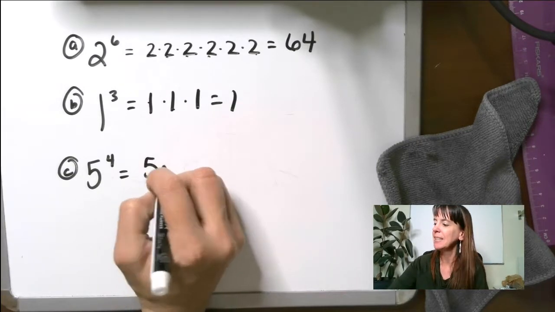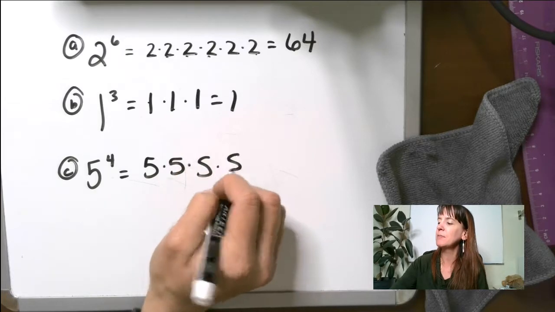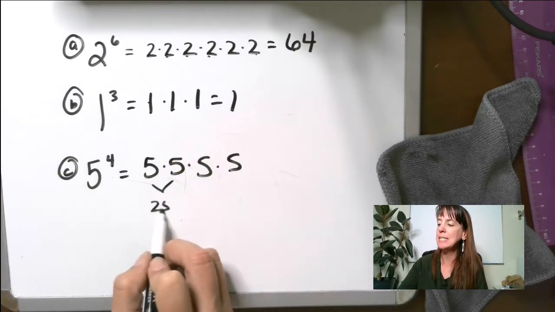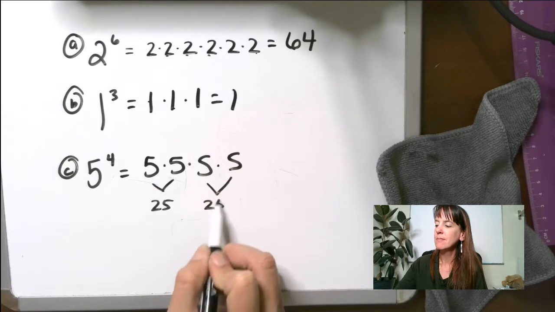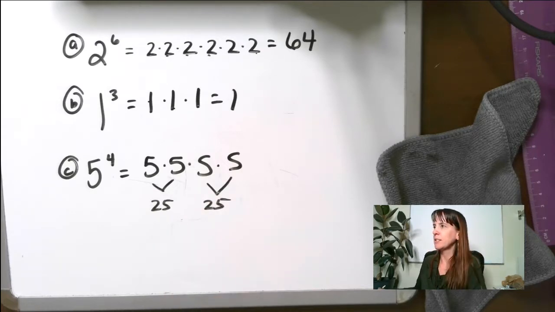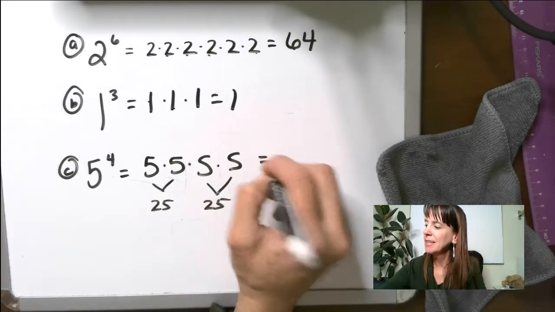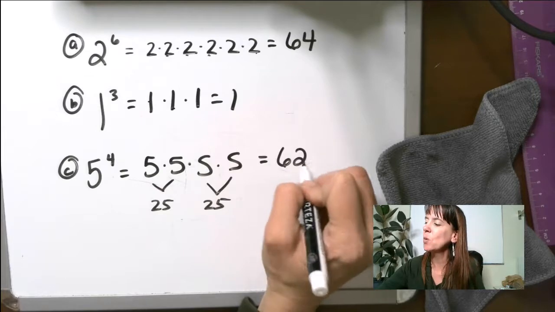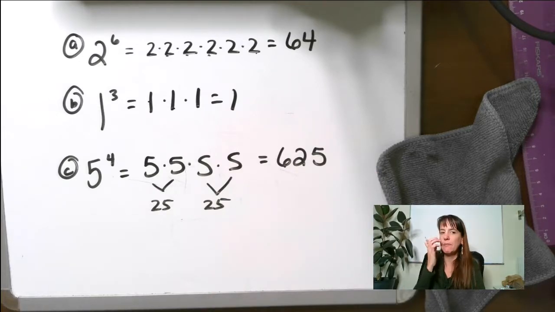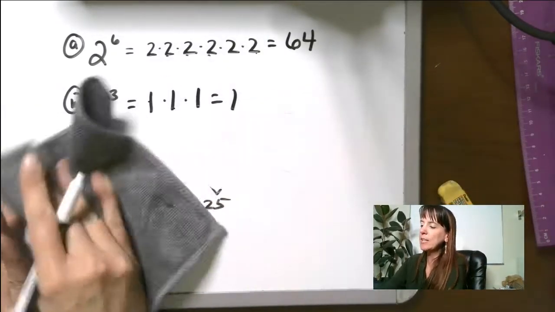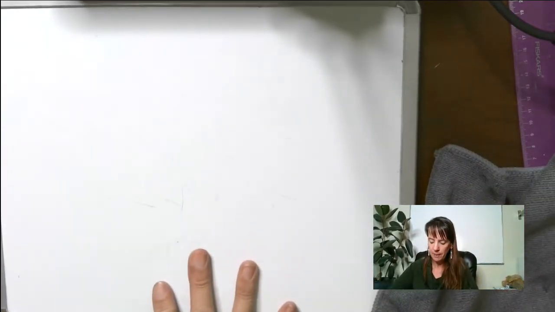Everybody's my favorite. 5 times 5 times 5 times 5. 5 times 5 is 25, right? And then I'm gonna make sure I get this right. It's 625, but I just want to double check. I see it all the time. Yeah, 625. When I start to second guess myself, 25 times 25 is 625. 625.